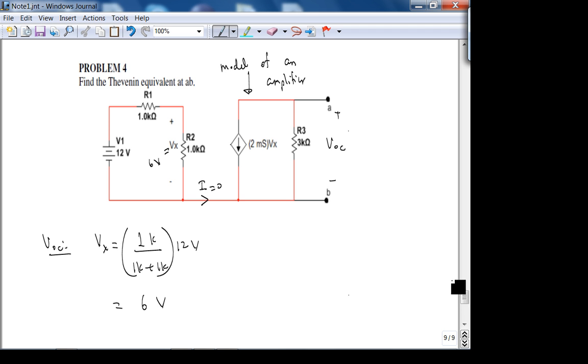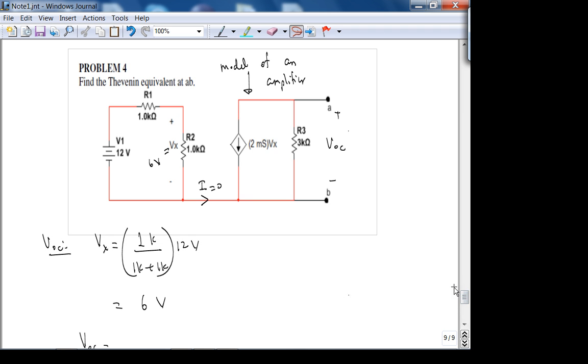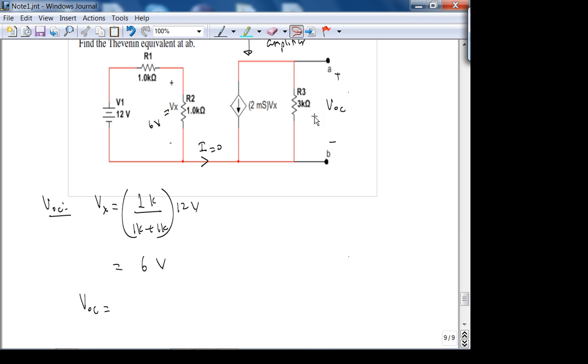That's great, because then Voc is very easy to find. So how do I find the value of Voc? Voc is across R3. So it's a linear resistor, I can use Ohm's law. Do I know the current flowing through the resistor? It's this guy, right? So this guy comes here and goes like this. So it's 2 times 10 to the negative 3 siemens, or 2 millisiemens, times Vx, okay?